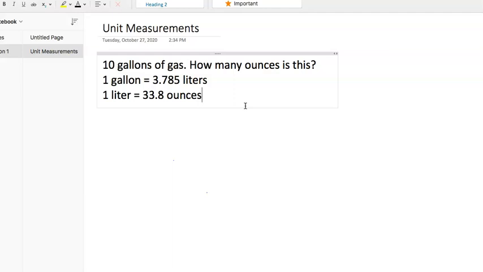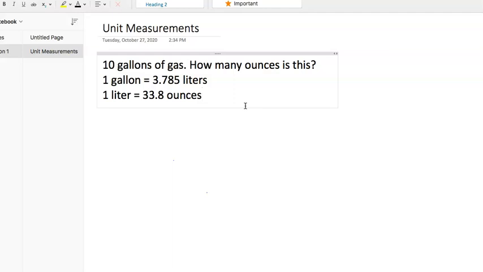The first one we already got laid out here, right? So we're pumping 10 gallons of gas, and they ask us how many ounces is this, and then it'll say something like, note that 1 gallon equals 3.785 liters, and 1 liter equals 33.8 ounces, right? And so we're just trying to figure out how to get from gallons down to ounces.